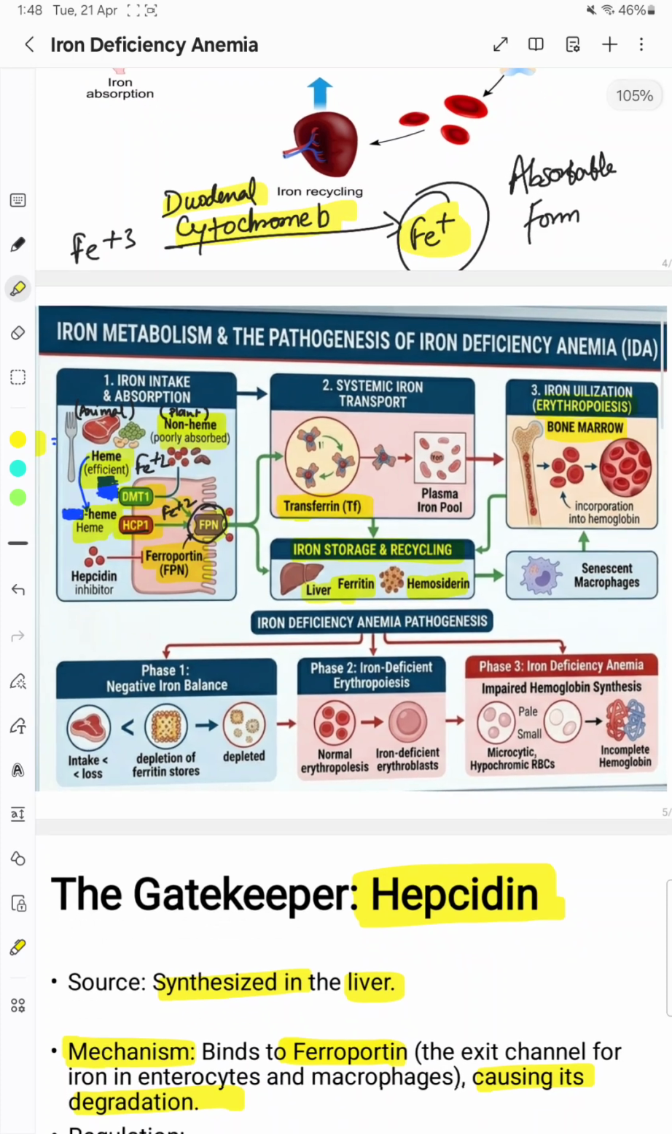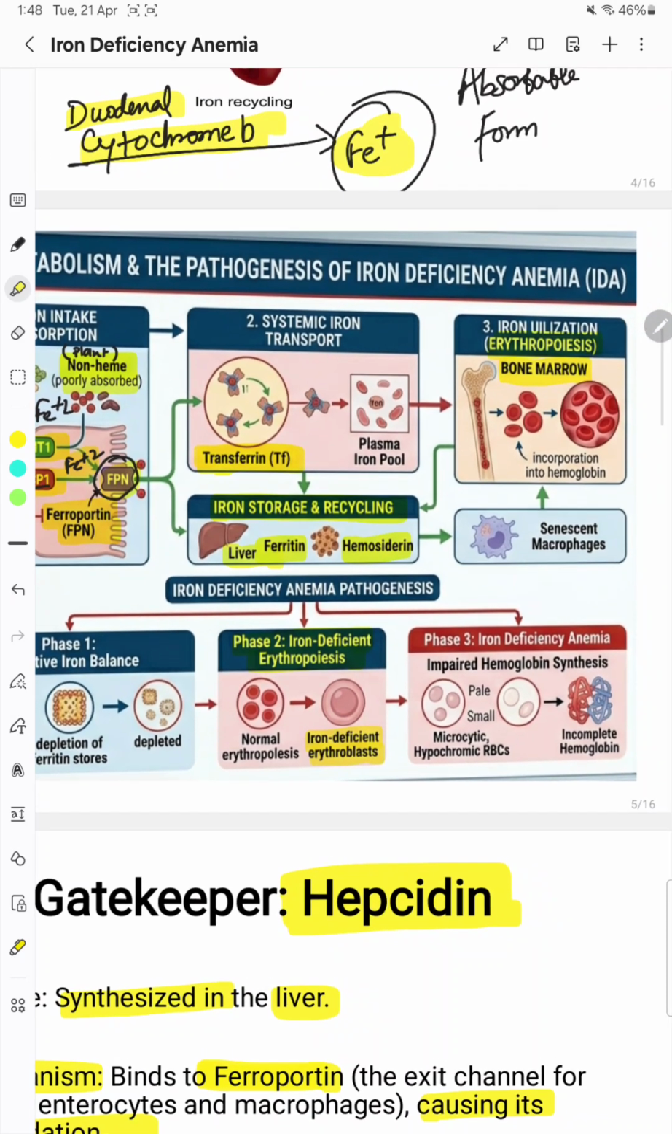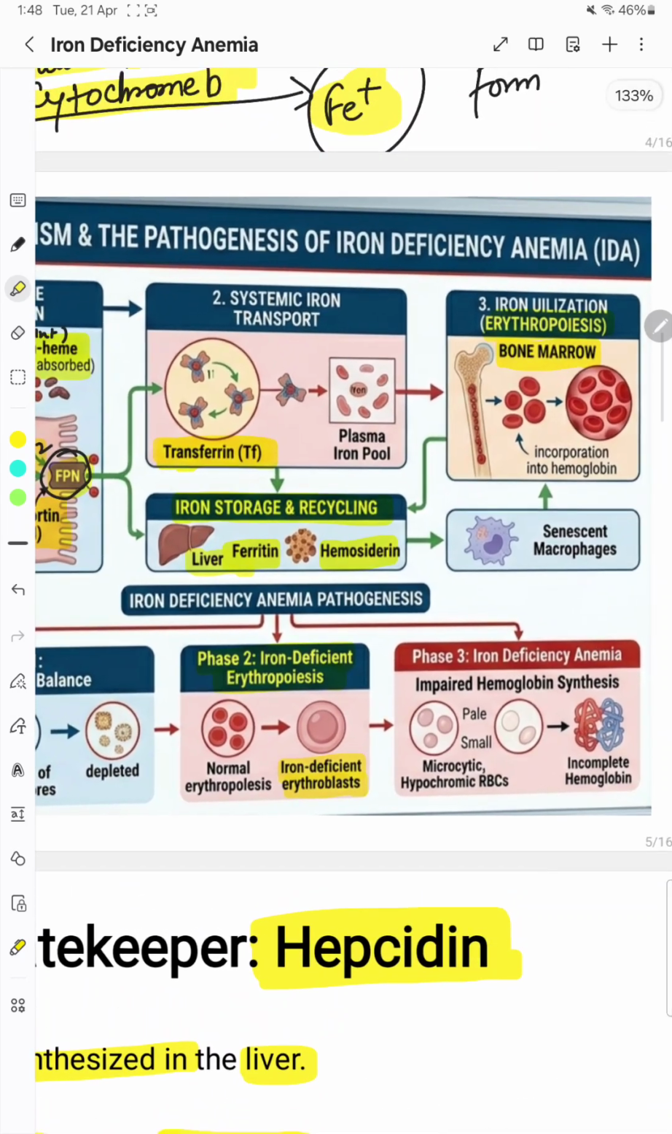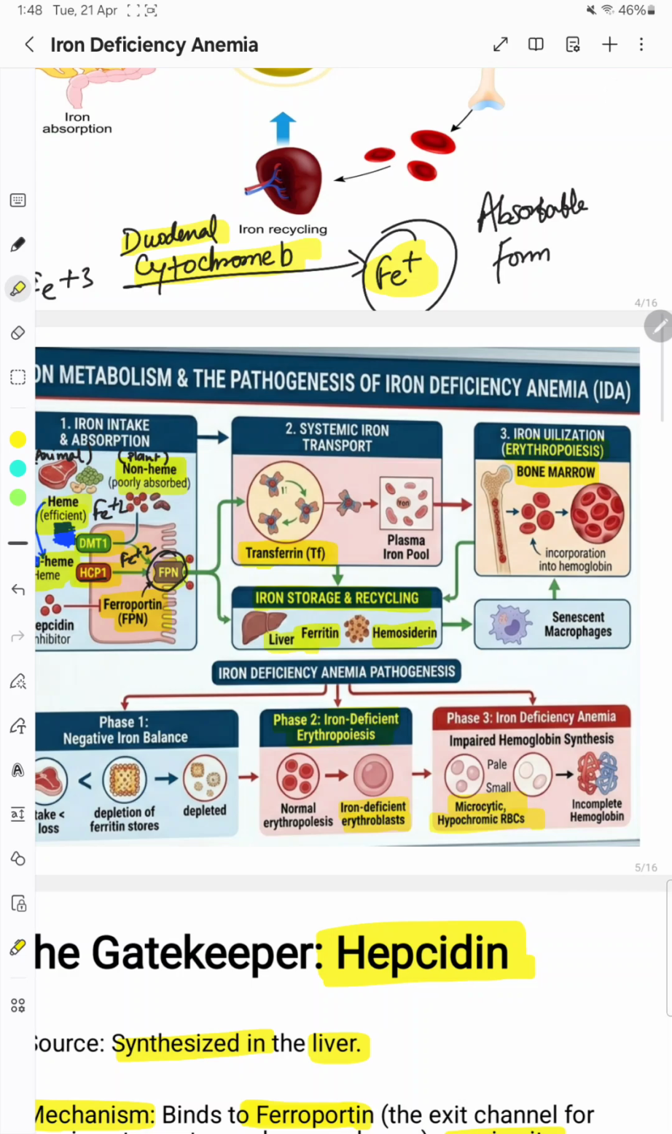Whenever there is deficiency of iron due to any reason, such as decreased dietary intake or blood loss, low iron is not available for erythropoiesis, and there is iron deficient erythropoiesis. This ultimately results in the development of microcytic hypochromic anemia. Low iron, low hemoglobin, and ultimately the result is anemia.